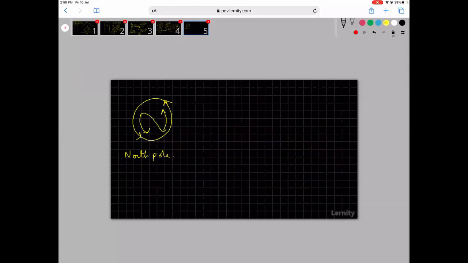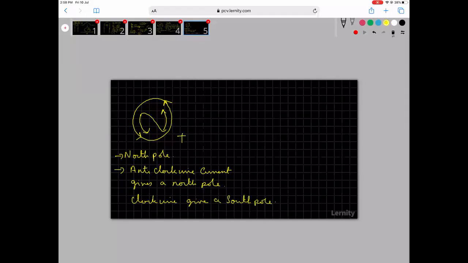So an anti-clockwise current gives a north pole. A clockwise current gives a south pole. North pole is assumed to be positive. Anti-clockwise is positive.